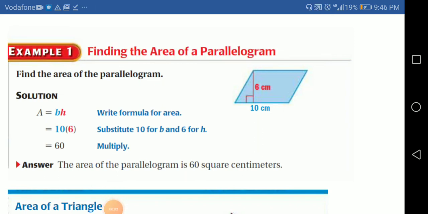I hope you're fine. Today we're going to talk about the area of parallelogram, trapezoid, triangles and also the circles.